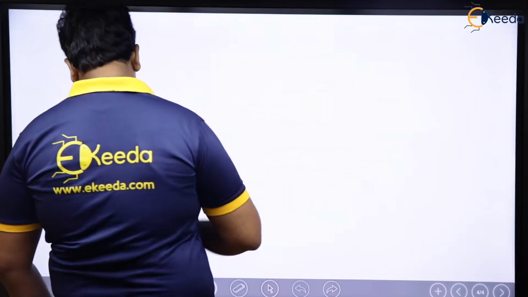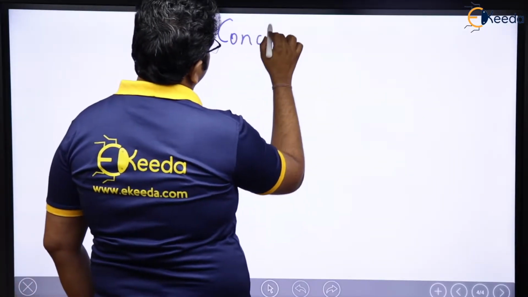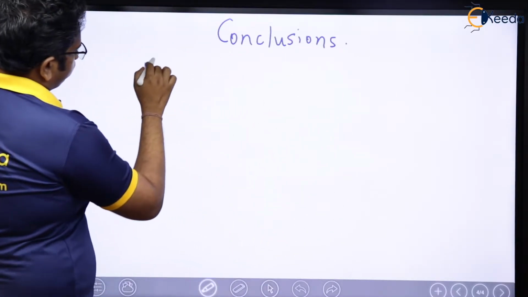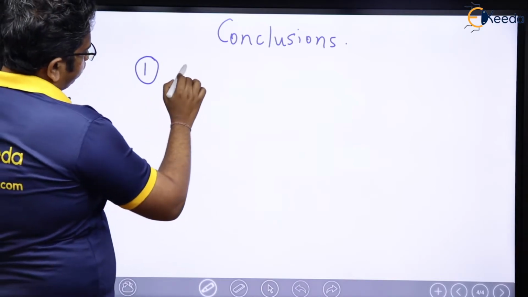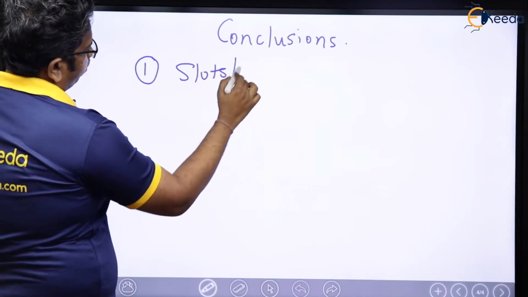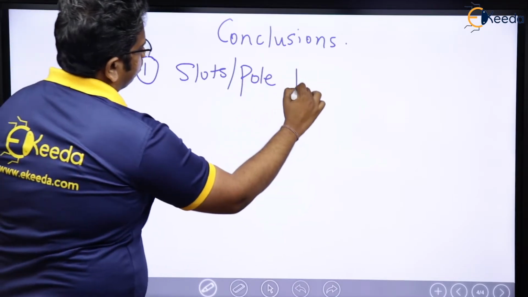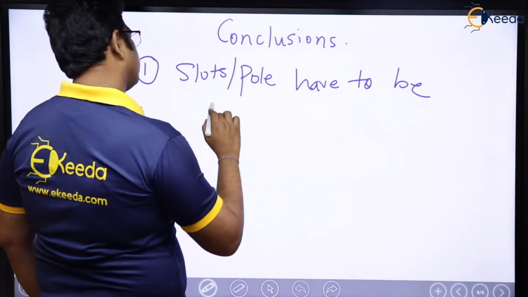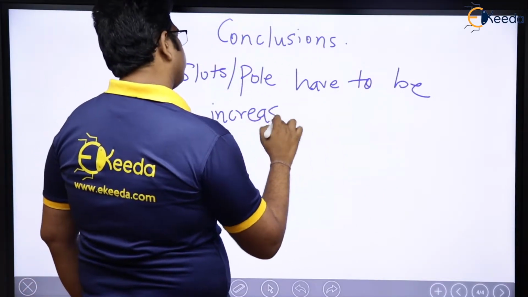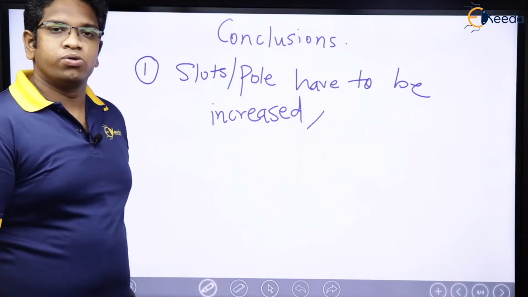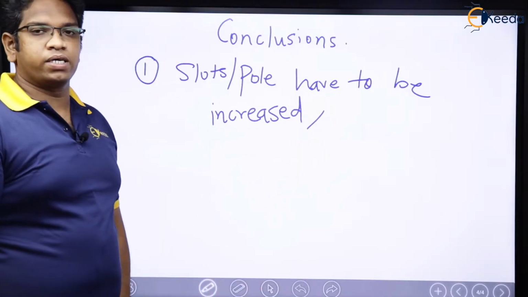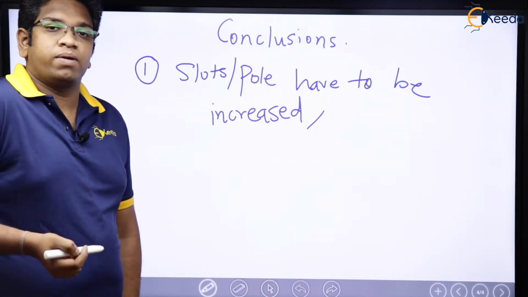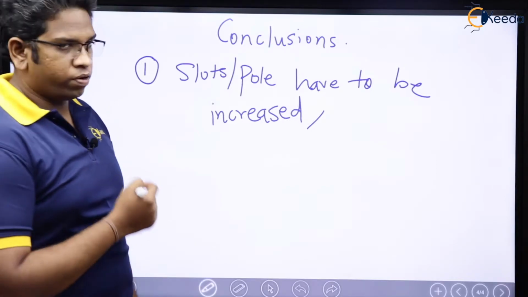Conclusions. What is the conclusion? Conclusion number 1 is what? Yes, tell me. Slots per pole have to be increased. So if you see here, slots per pole have to be increased in order to get more sinusoid. I am not saying exact sinusoid, but I am saying more sinusoid. I hope you have understood this.